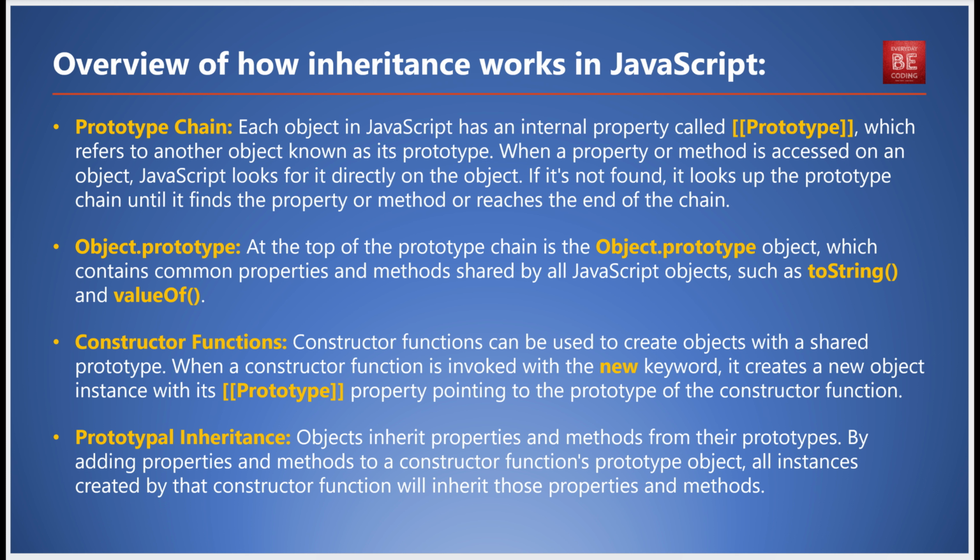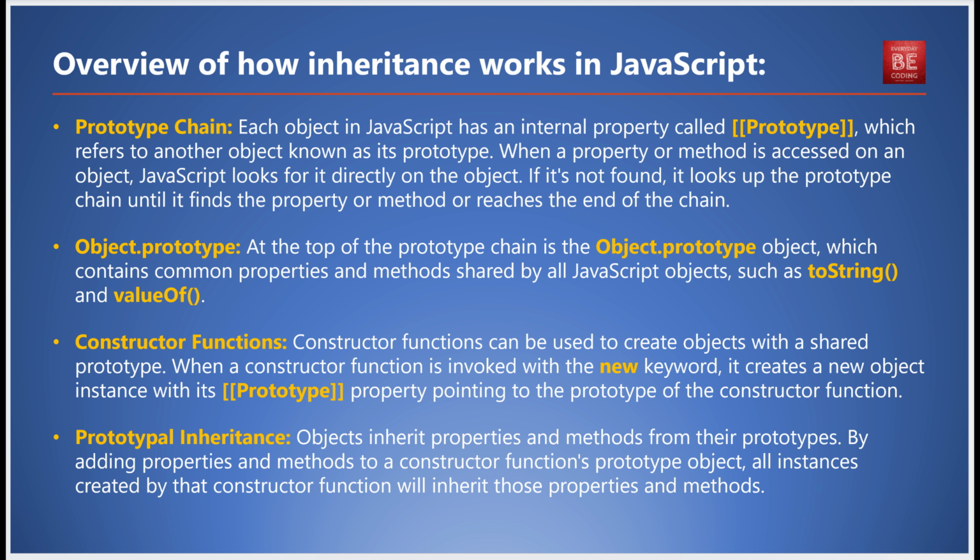Now, you might wonder, how do we create these objects with a shared prototype? That's where constructor functions come into play. When invoked with the new keyword, a constructor function crafts a new object instance, with its __proto__ property pointing back to the prototype of the constructor function.